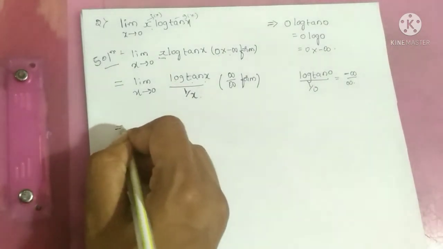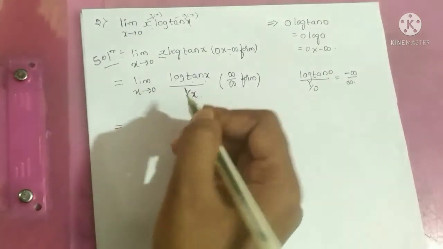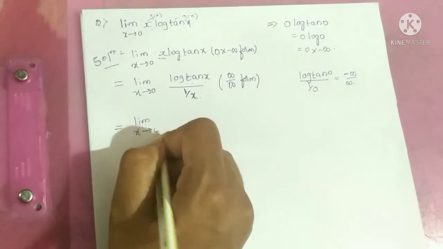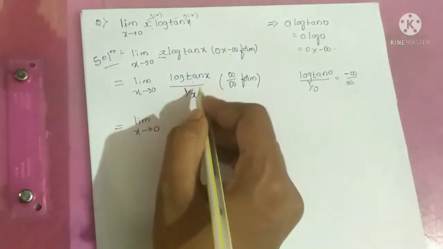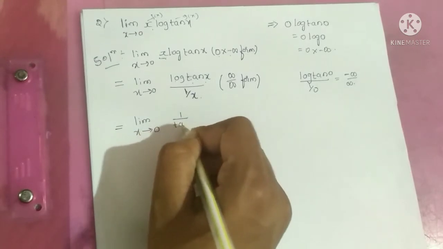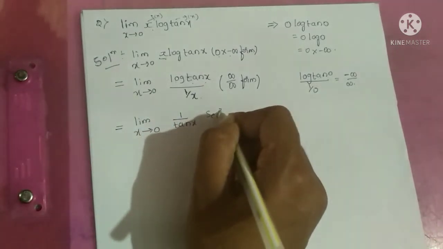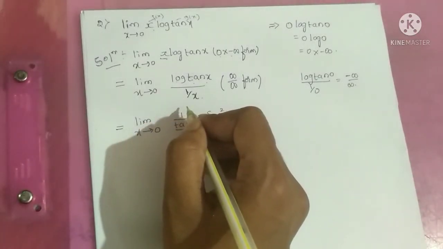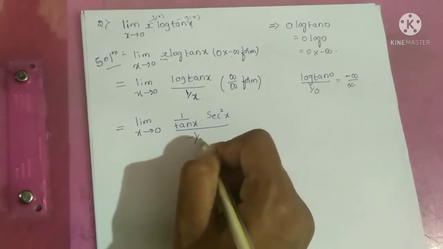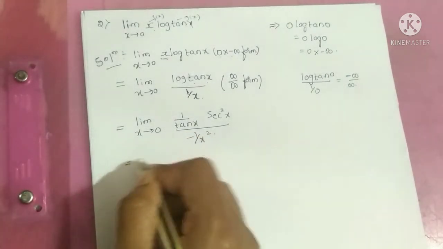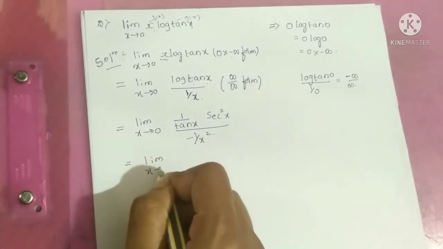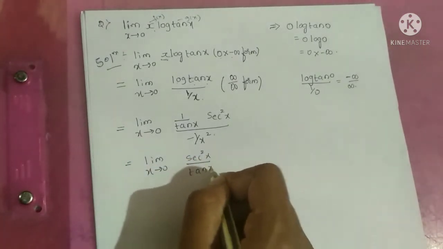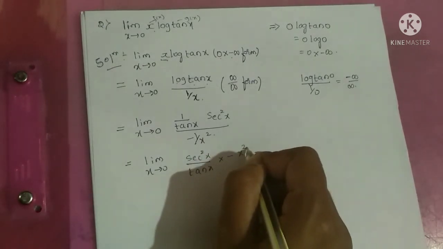Next, when you get the infinity by infinity form, you can apply L'Hospital rule. L'Hospital rule says that you have to differentiate the numerator and denominator separately. Log tan x differentiation is 1 by tan x into the differentiation of tan x, which is secant square x, and divided by, in the denominator you have 1 by x. 1 by x differentiation is minus 1 by x square. So here, limit x tends to 0, secant square x by tan x into minus x square.